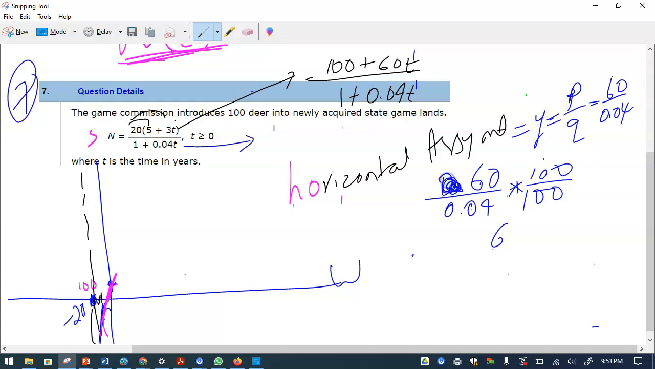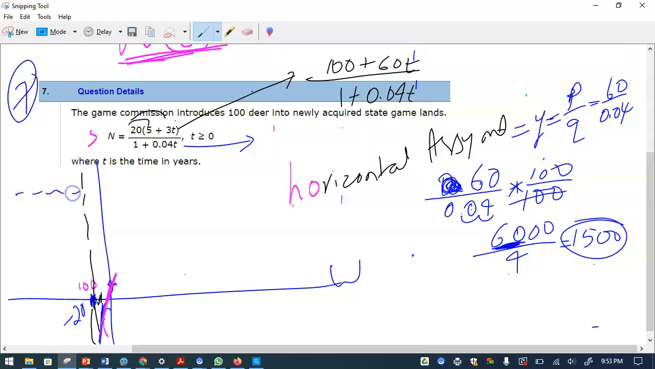So 60 times 100 is 6,000, and dividing by 4, the decimal will move two places because of these two zeros, and you get 4. This becomes half of 60 is 30, a quarter of this is 15, so you get 1,500. So that's the horizontal asymptote. That means there is a horizontal asymptote.